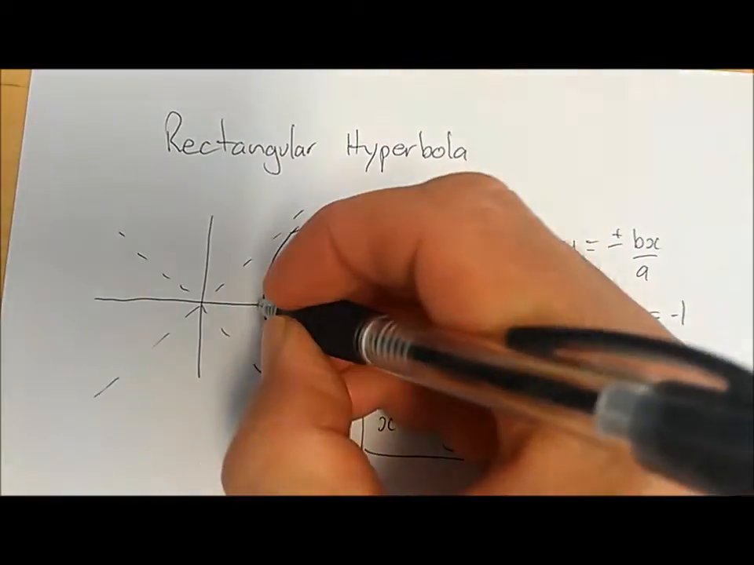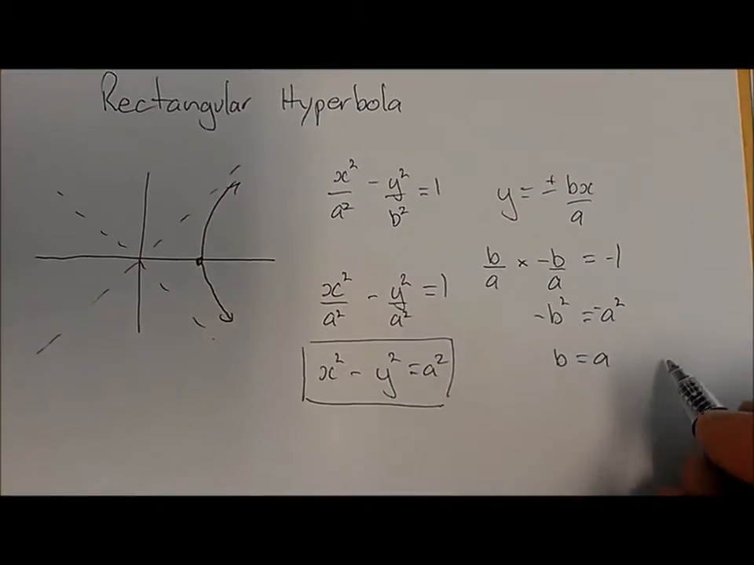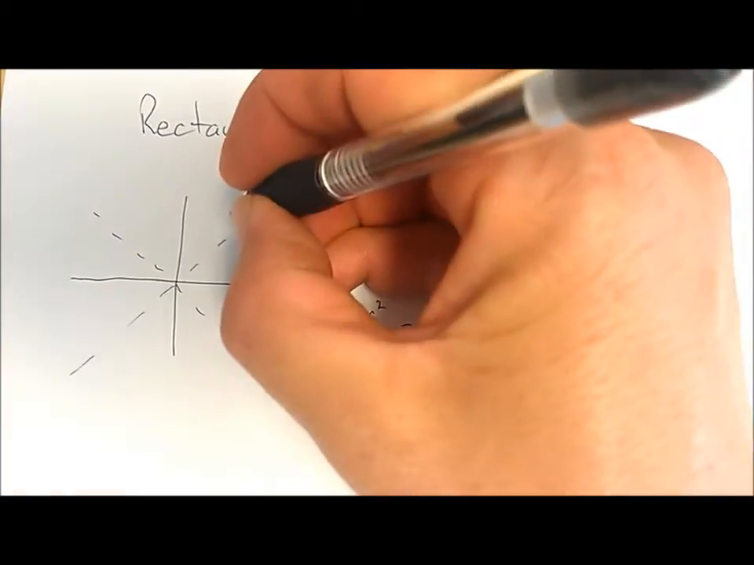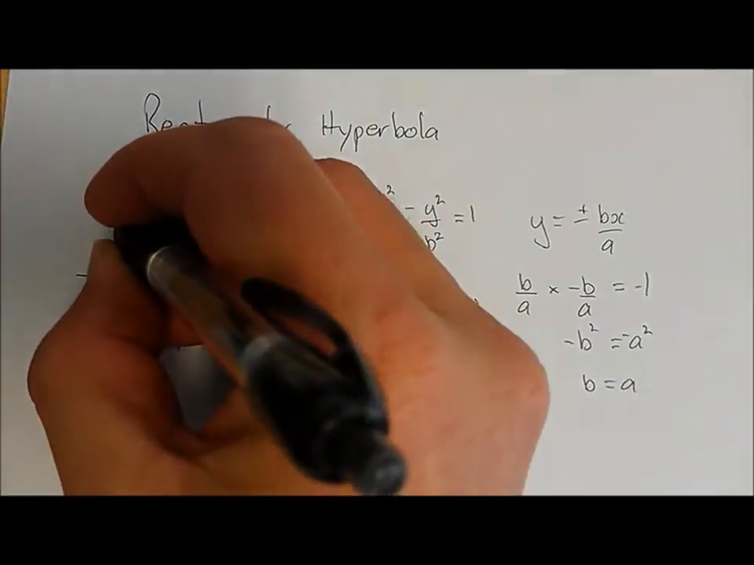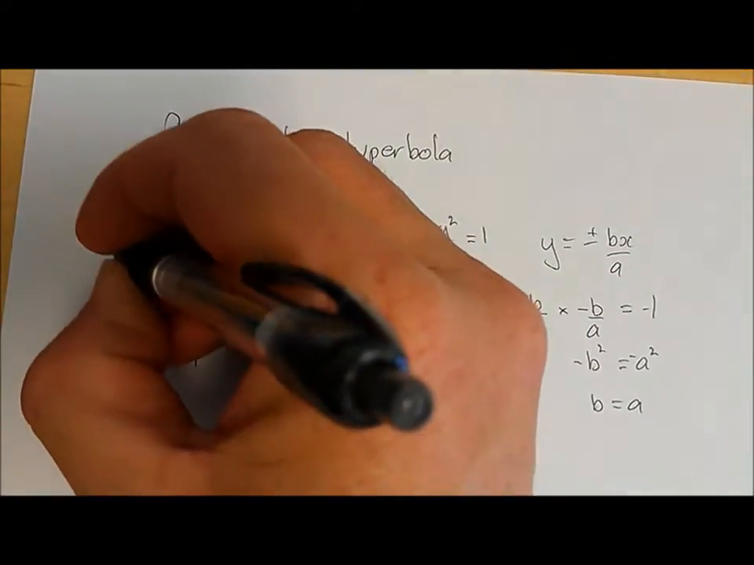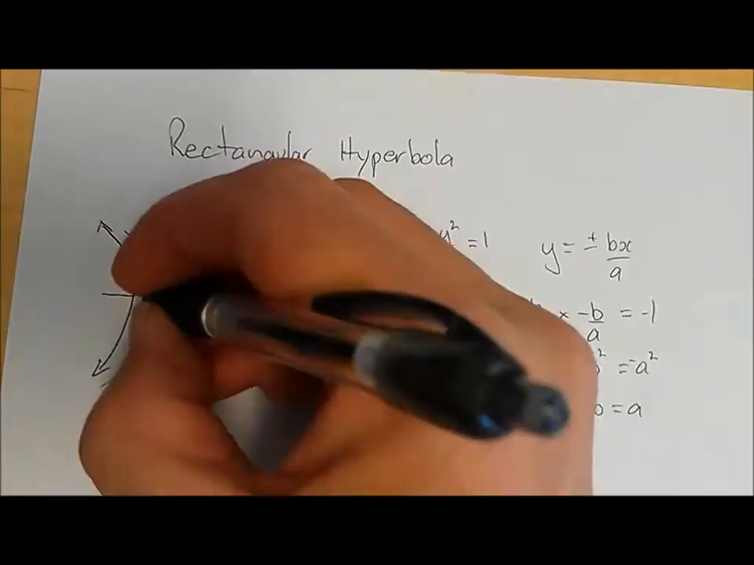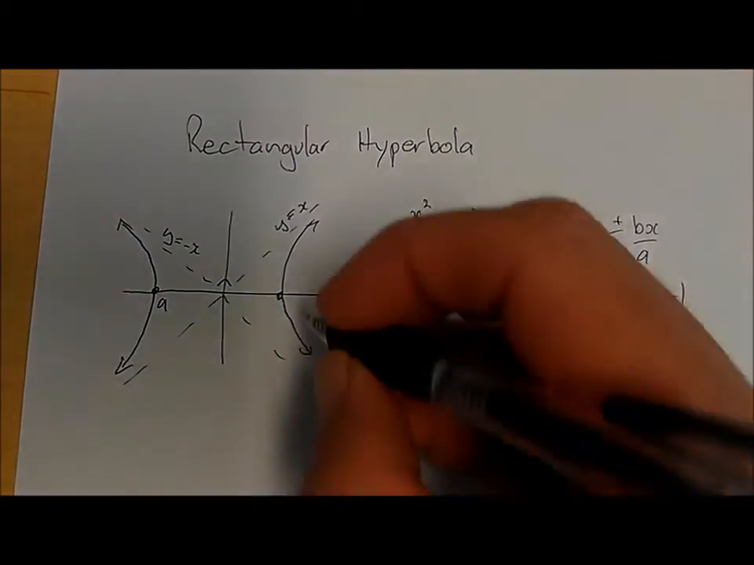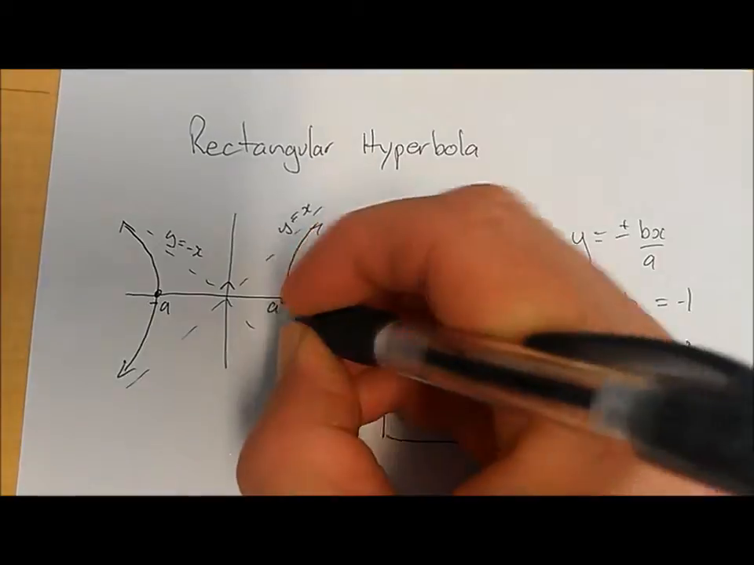such as this. The asymptotes now, because b equals a, are plus or minus x. So this would be y equals x, this would be y equals negative x. Those two at right angles to each other. Passes through that. Okay, so negative a, that'd be a.